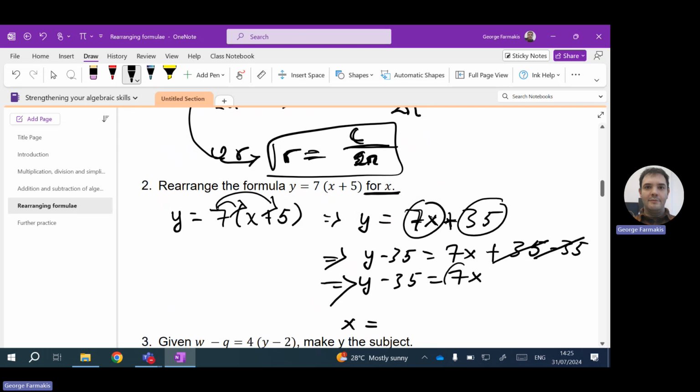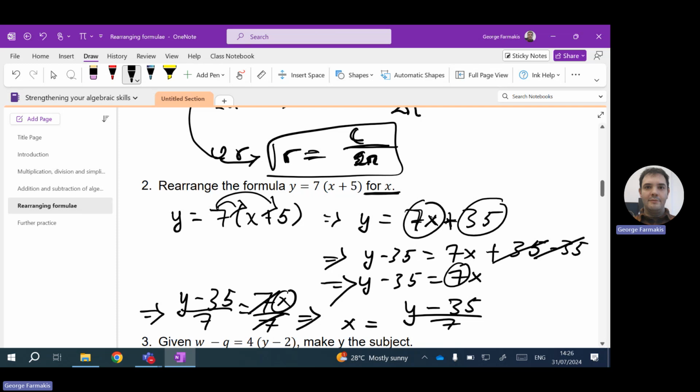And now I want to get rid of the 7. 7 multiplies x, so I do the opposite. I divide by 7. So if I divide by 7, I have y minus 35 over 7 equals 7x over 7. So 7 can simplify. We get x only. So x is equal to y minus 35 over 7. So we started with a formula where the subject is y. We rearranged it to make x the subject.